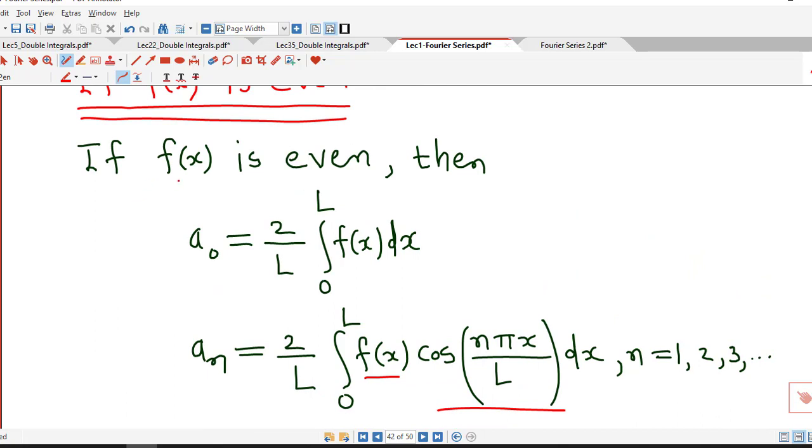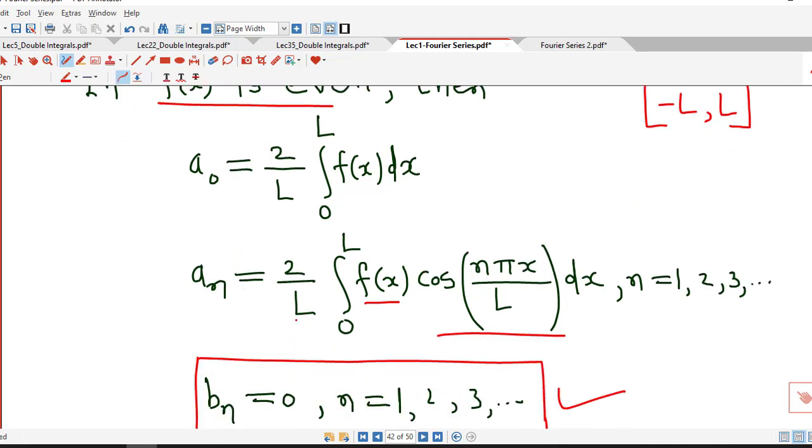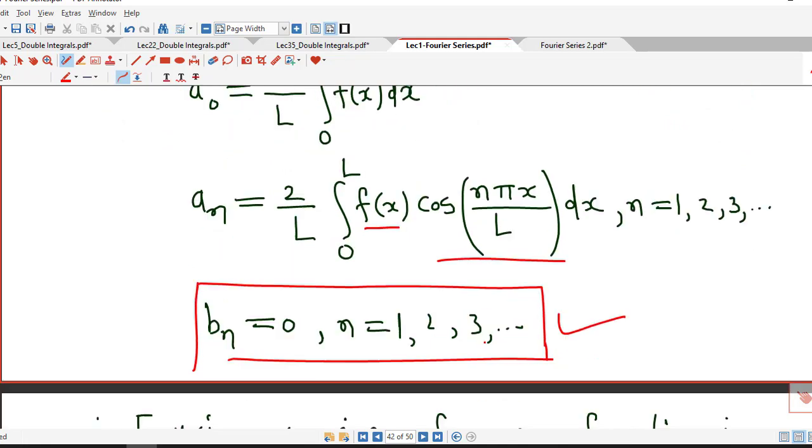So if f(x) is an even function defined on an interval of this type, then a0 is given by 2/L times the integral from 0 to L of f(x) dx, an is given by 2/L times the integral from 0 to L of f(x) cos(n pi x/L) dx, and bn are 0.